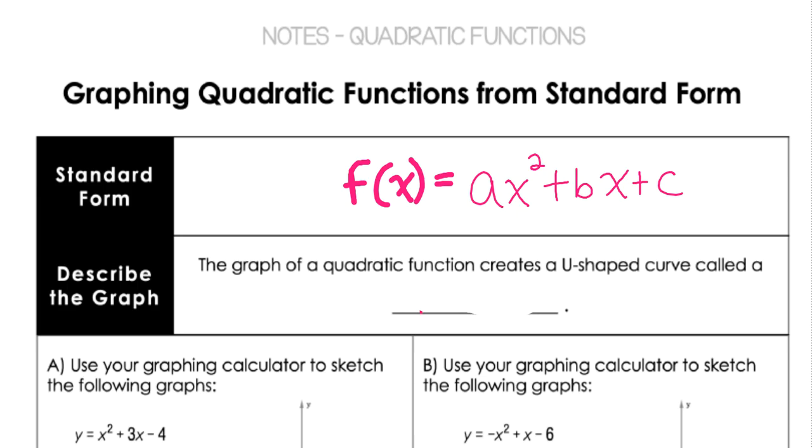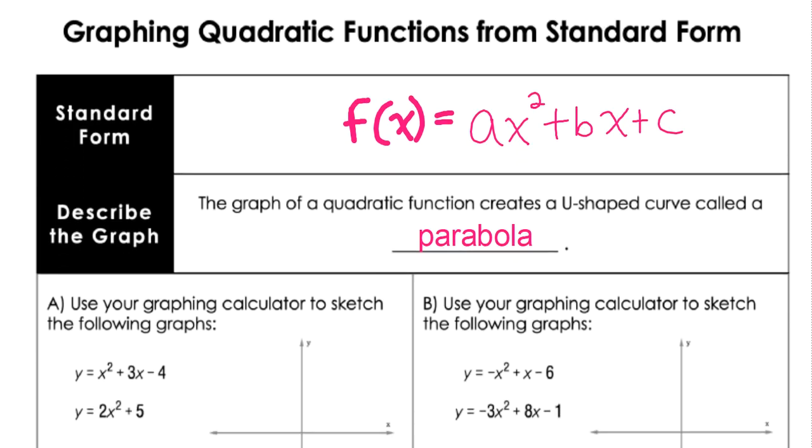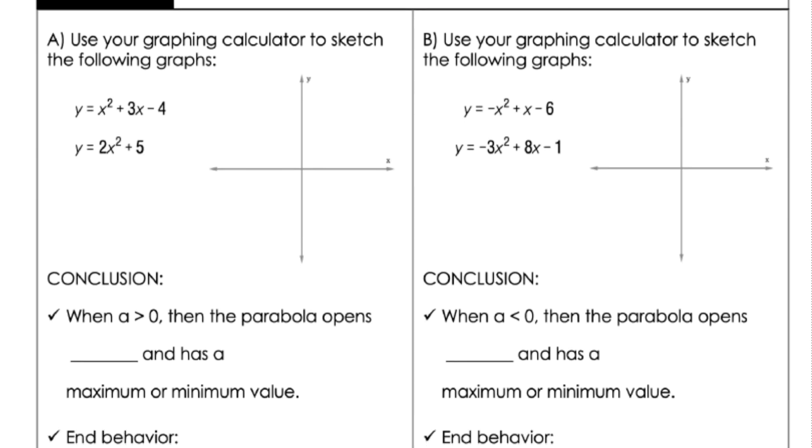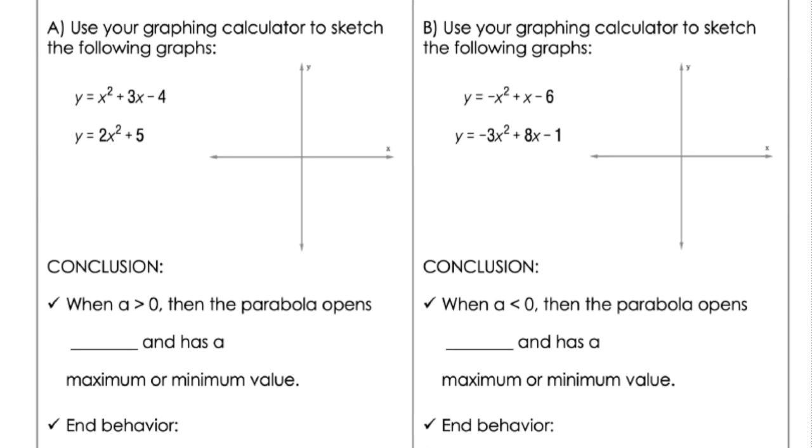When we have the graph of a quadratic, it makes a U-shaped curve. It's called a parabola. So it looks something like a U, and we call that a parabola. What we're going to do is start to figure out what those parabolas look like. So you're going to take out a graphing calculator and graph the two functions that are listed here, and see what they look like to answer the questions below.